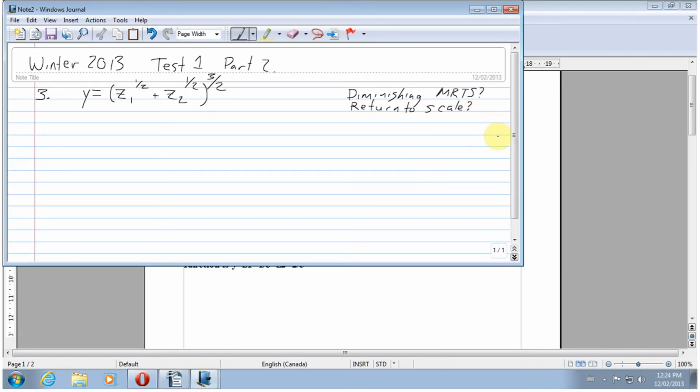Okay. So we want to check whether there's diminishing MRTS, and we want to find out whether there's return to scale. Okay, so the first thing I'm going to do is what are the returns to scale? Our test for returns to scale is whether some constant greater than 1 times the output gives you more, less, or the same than that same constant times each of the inputs individually.